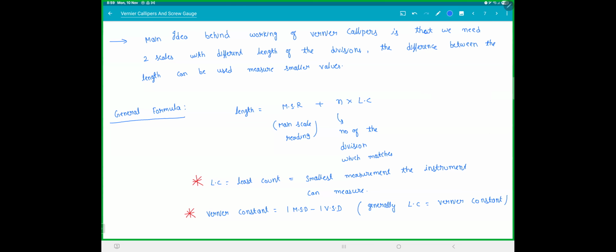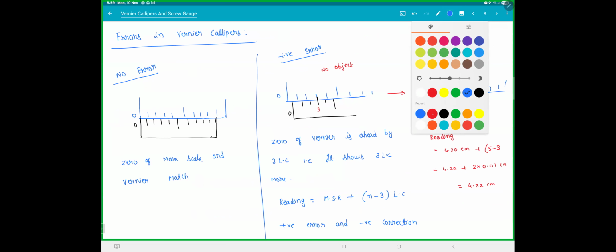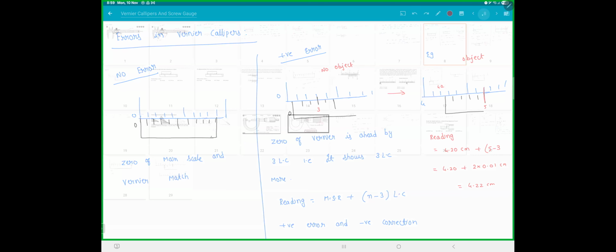Now in vernier calipers, you can have errors. Maybe the equipment is not handled properly, or someone must have dropped it a few times. So look at this. If there is no error, when there is no object, the zero of the main scale should match with the zero of the vernier scale. Such a case means there is no error.